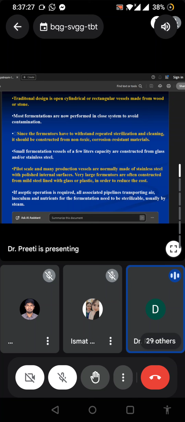With each batch, we need to sterilize it and we need to clean it. So it should be made from some material that is resistant to cleaning agents, so it should not get corroded easily. It should be made from non-toxic material. Small fermentation vessels of a few liter capacity, that means lab scale fermenter, are usually constructed from glass. The image I showed in the previous slide was a lab scale fermenter. The lab scale fermenter should always be glass.